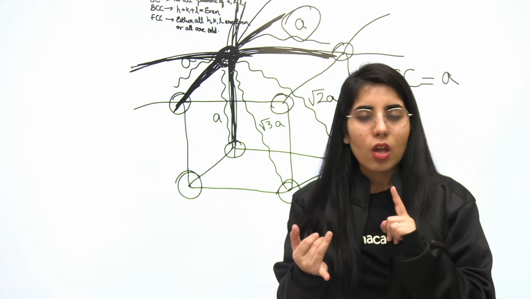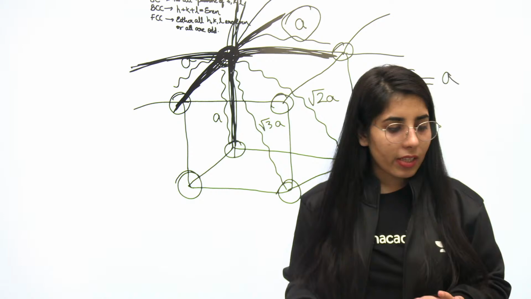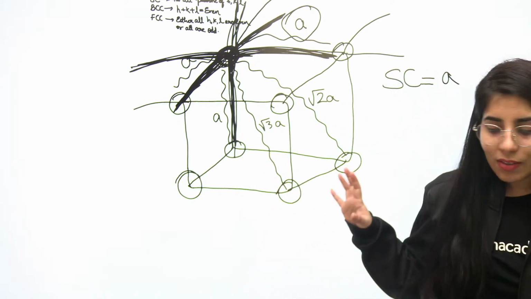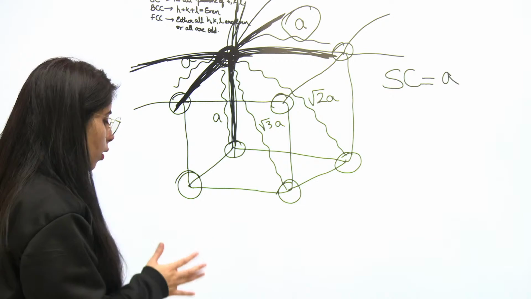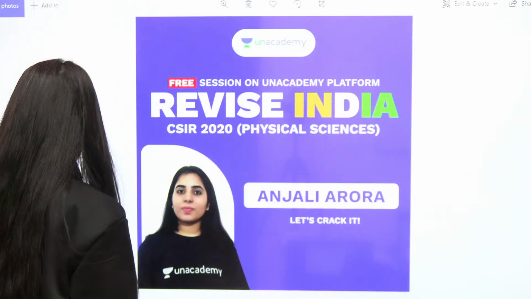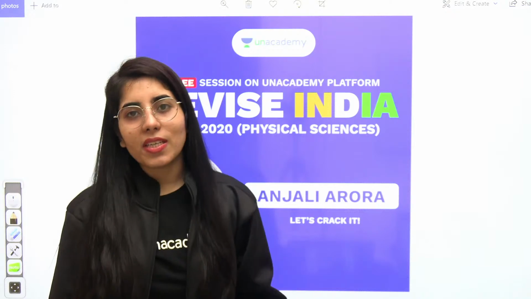For FCC, for BCC, for second nearest neighbors, anything, whatever they will ask you. And such types of questions are even most frequently asked, and they are easy to answer if you know how to find it. Okay, so guys, this was the discussion for today's session.